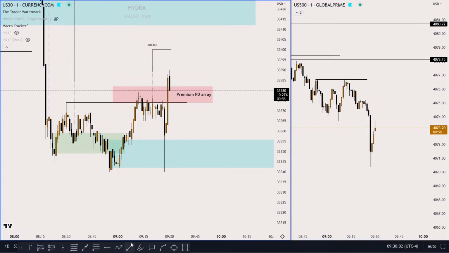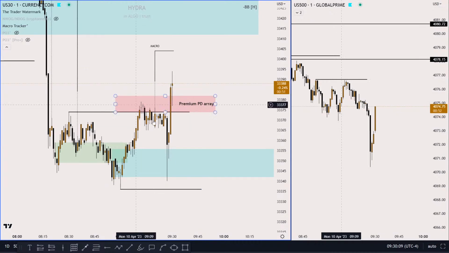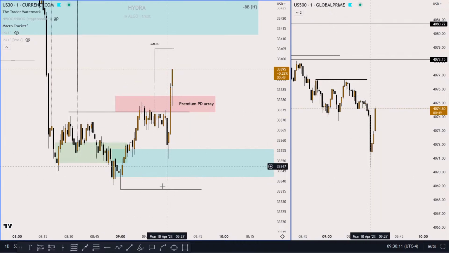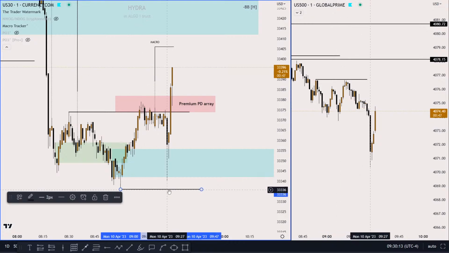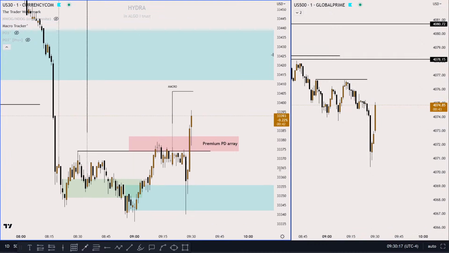If price was coming all the way down and took this swing low, then I would have entered here because this down close candle becomes a breaker block. But did price do anything significant here? Did price take any swing low? No. So let's just watch.